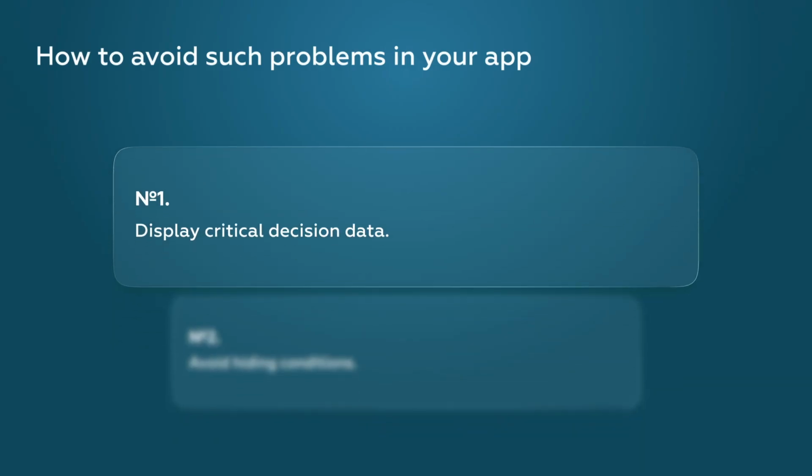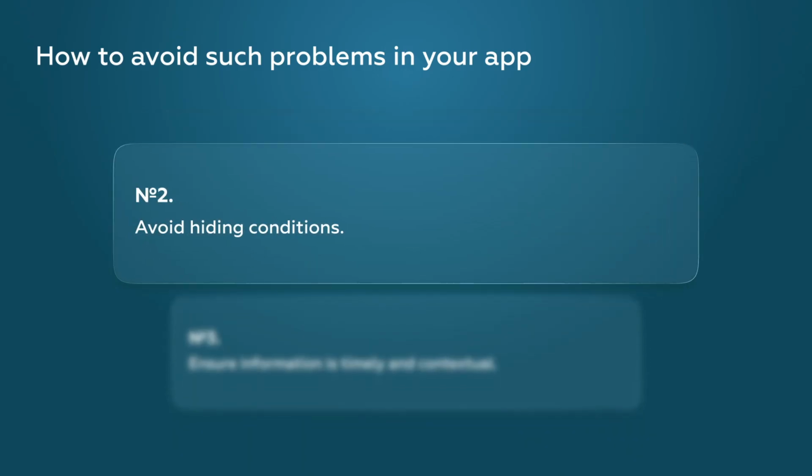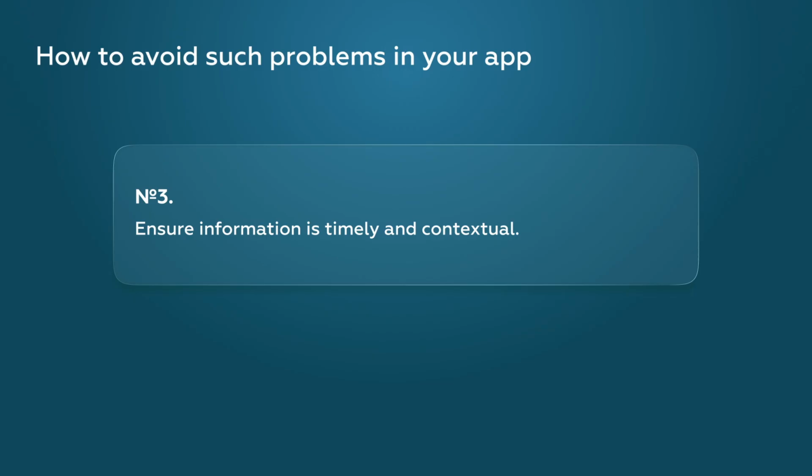Fees, rules, limits directly in the flow where choices are made. Avoid hiding conditions in FAQs or secondary content. Ensure information is timely and contextual, appearing at the moment it affects the decision.